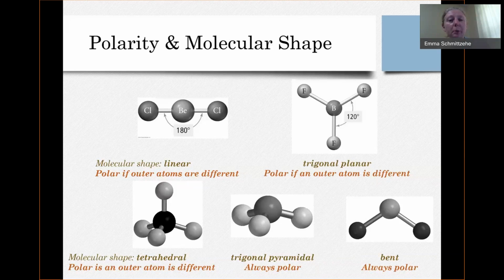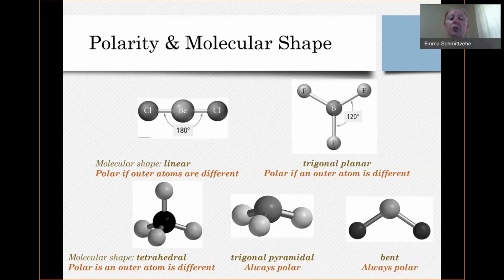And when you have a trigonal pyramidal structure, similar to when you have a bent structure, there's always a lone pair off to the side, okay? And so you always have this region of negative charge on one side of the molecule. And so that's always going to be polar, no matter what it's made up of, okay? So that's your two you should definitely know. Bent structures and trigonal pyramidal are 100% of the time polar.